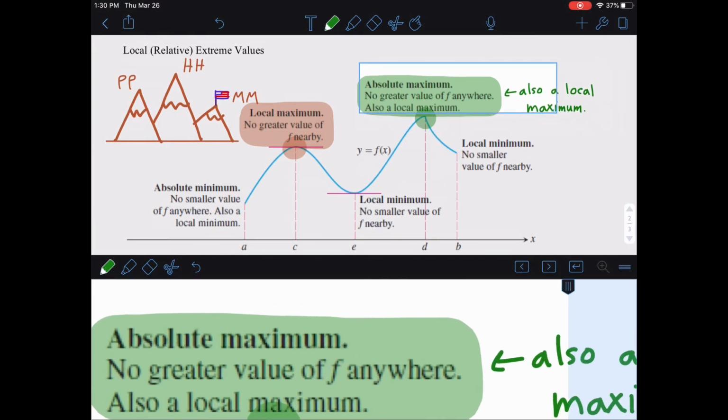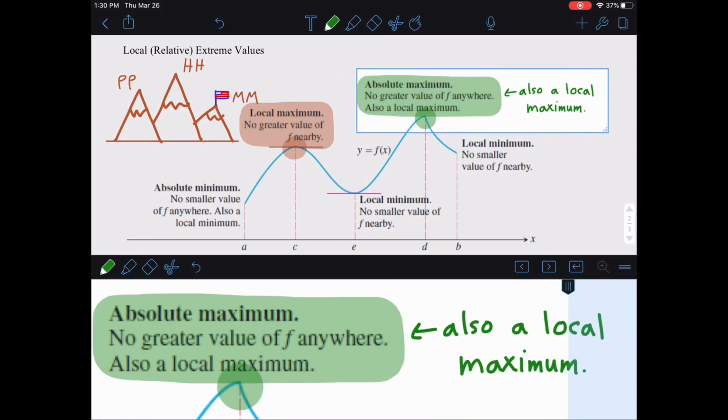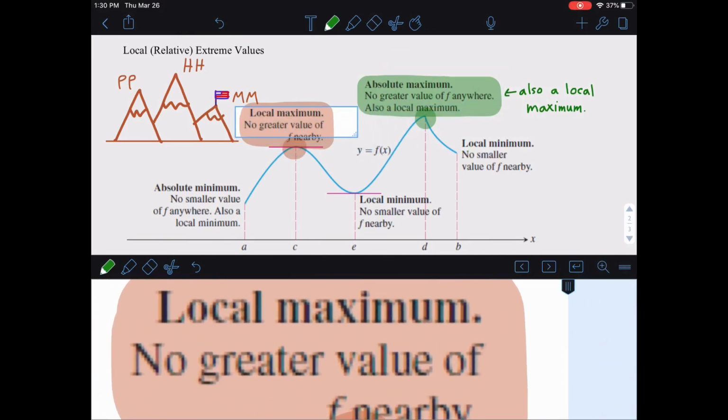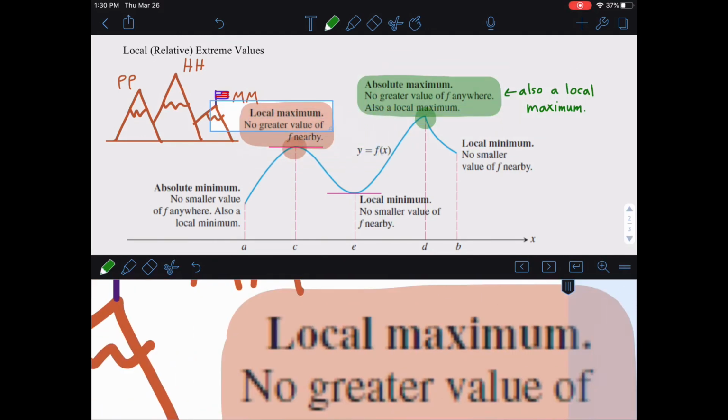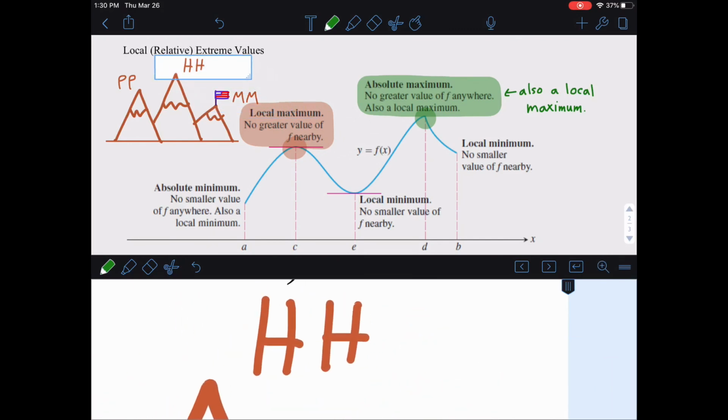Looking at the points just around it, it's still the highest point, not throughout the entire domain here, but just of the points around it. So every absolute maximum is also a local maximum, but not every local max is the absolute. Mount Mantra is a peak, but it's still not as high as Higgins Hill.